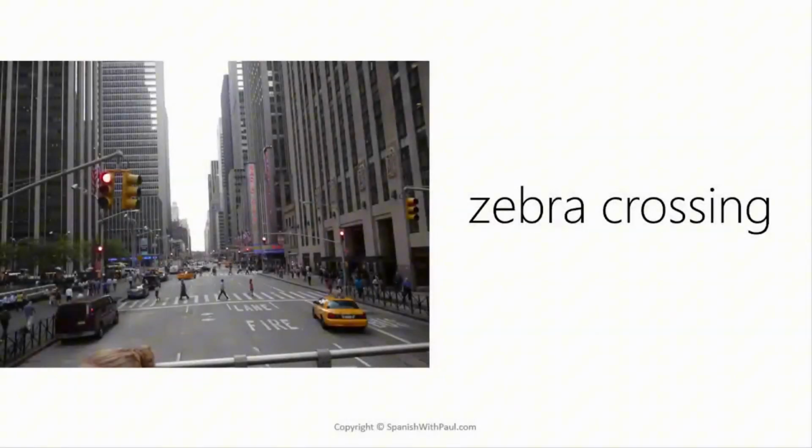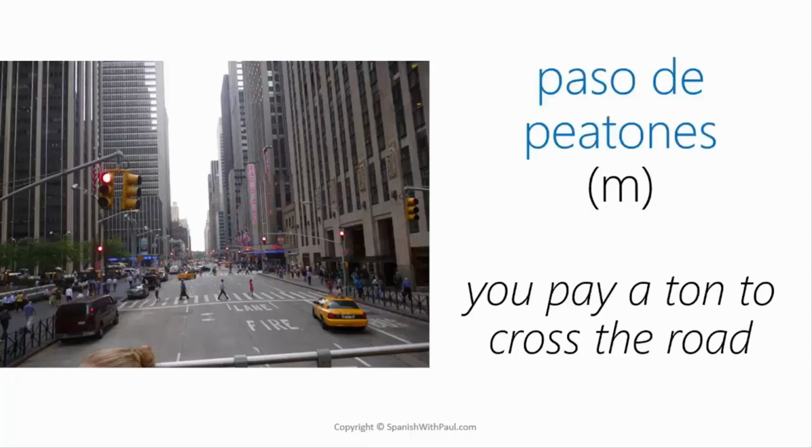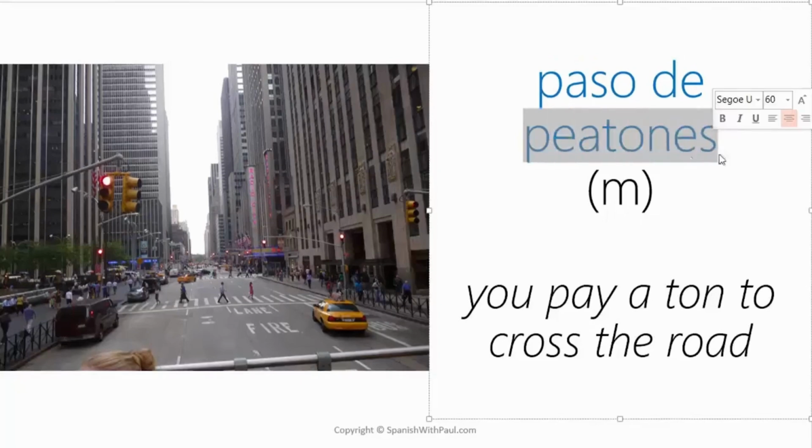Smack in the middle of the picture, we can see people crossing a zebra crossing or pedestrian crossing. The word for that in Spanish is paso de peatones. So we're going to need something to help us recall this. What I was thinking is that you pay a ton to cross the road. You're visualizing that it costs a lot of money. I'm really focusing on this word here, peatones. As a link back to that, I'm thinking pay a ton. So you pay a ton to cross the road.